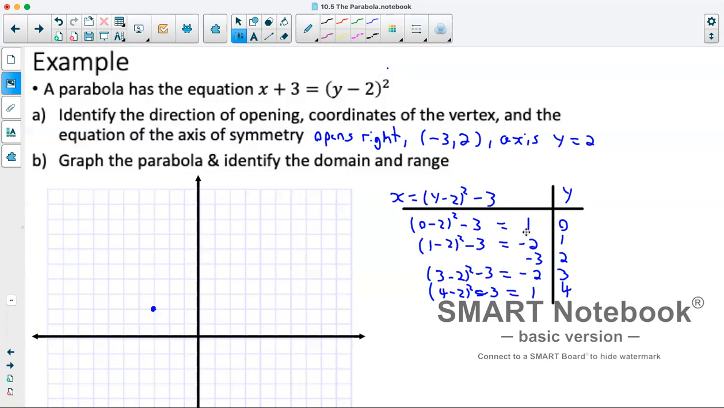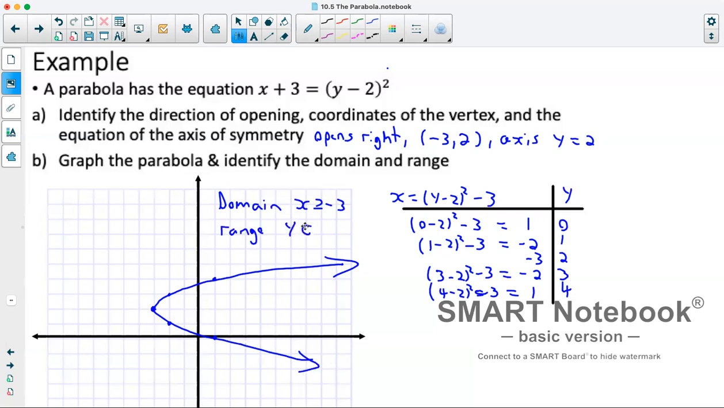So plotting these, at 1 for x, we're at 0 for y. -2 for x, we're at 1 for y. -2 for x, we're at 3 for y. 1 for x, we're at 4 for y. So this is our parabola. From this, we can say we have a domain. The lowest x value we have is -3, so x has to be equal or greater than -3. Our range, this is going to continue forever upwards and forever downwards, so y would be all real numbers.